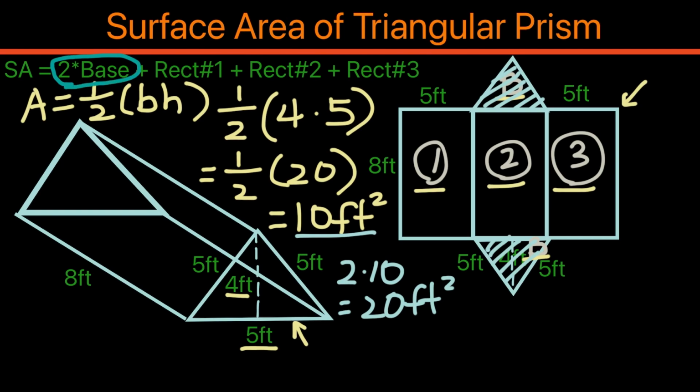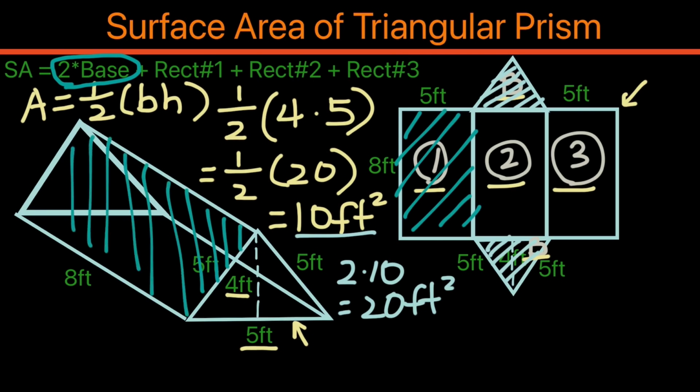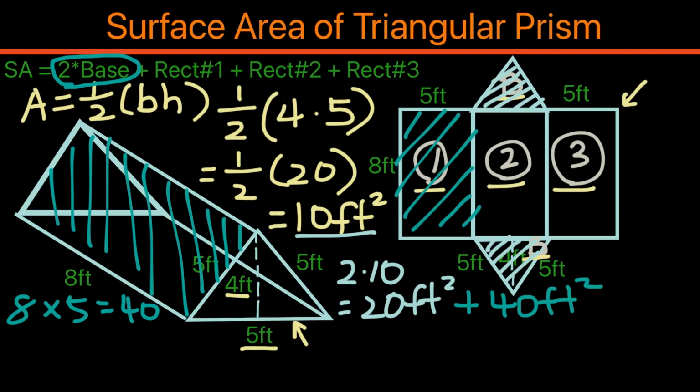Next, we need to find the rectangle number 1. So rectangle 1 here is equivalent to the rectangle here. And we can see 8 times 5. So we'll write it here. 8 feet times 5 is 40. So that's 40 feet square. So we'll add it here. So that takes care of this one.